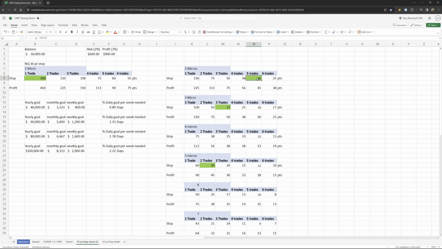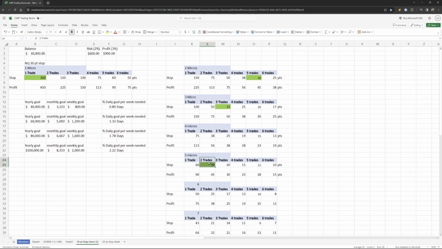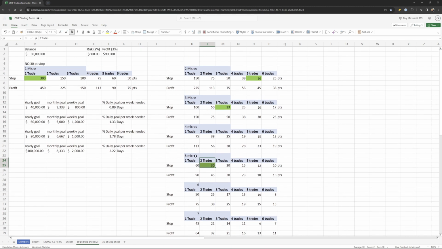But you can see here as well, if I take 5 trades with 2 micros, it's saying that's green for me. That's an okay position size. If I want to take 3 micros, I can only take 3 trades. If I want to take 5 micros, I can only take 2 trades, etc. So my limit in terms of micros is 5 in this case for a 30-point stop loss.